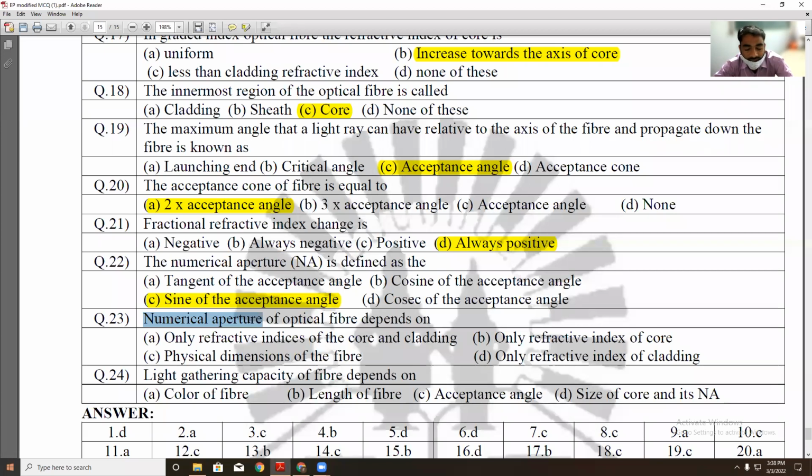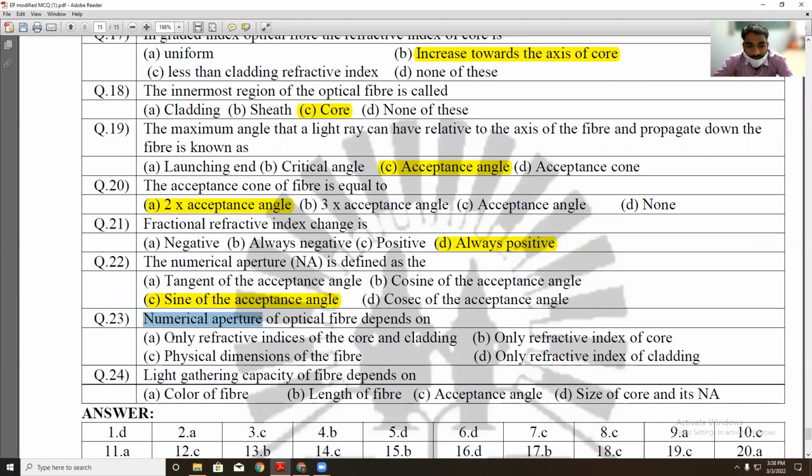Numerical aperture NA is equal to square root of n1 square minus n2 square divided by n0, where n0 is the refractive index of the air medium, which is equal to 1. So we have only the equation NA is equal to square root of n1 square minus n2 square. So the correct option is A.